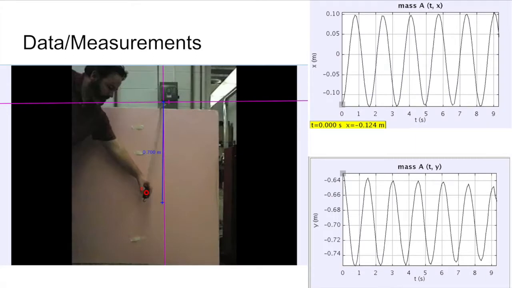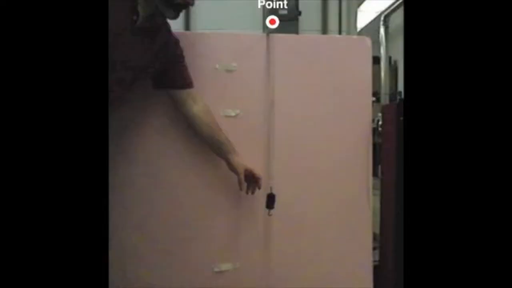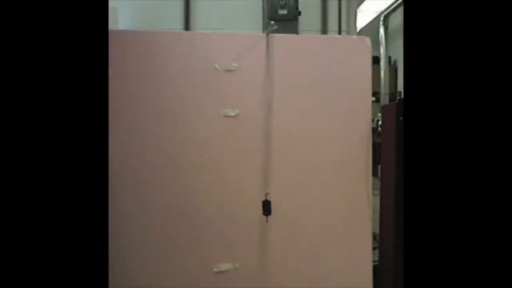Using Tracker, I was able to collect information on the motion of the mass on the spring. Starting from static equilibrium, the mass then oscillated in multiple dimensions, therefore involving both x and y coordinates, unlike the observed motion in the lecture.